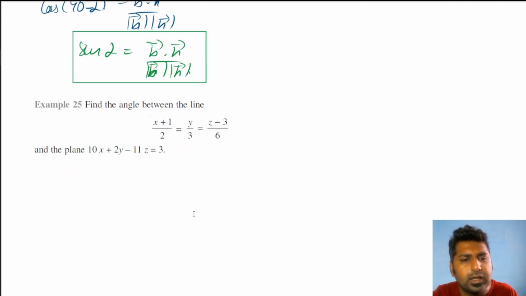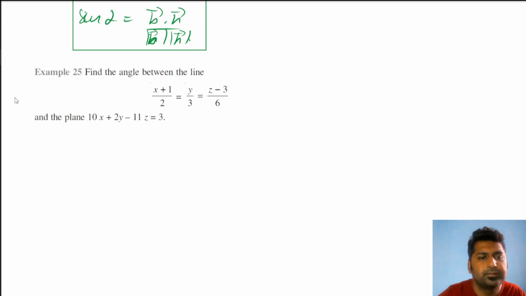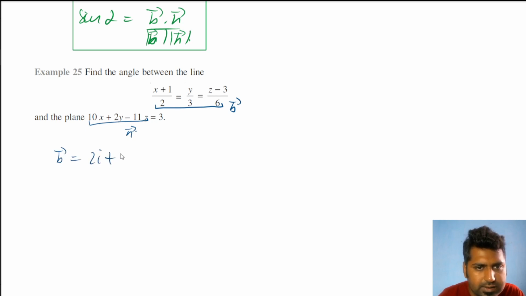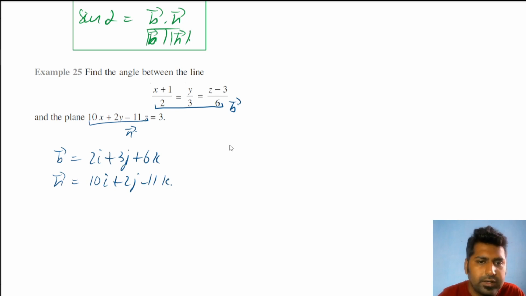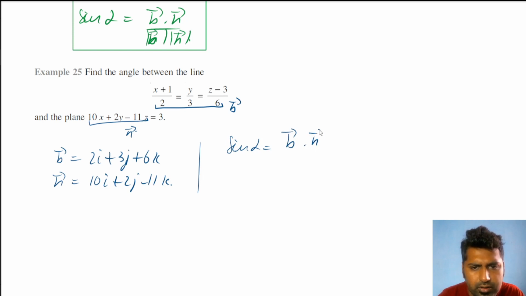So you have to find the angle between a line and a plane. What do we really need? The b vector, and the n vector, that are the components. Write down the b vector first. b vector is 2i plus 3j plus 6k. Write down the n vector, that is 10i plus 2j minus 11k, and then use sine alpha is the same formula of dot product, b dot n upon mod b mod n. That's it, and we'll calculate alpha.